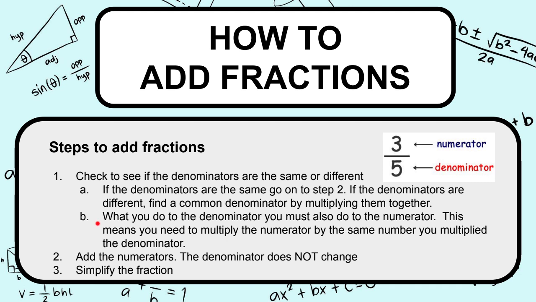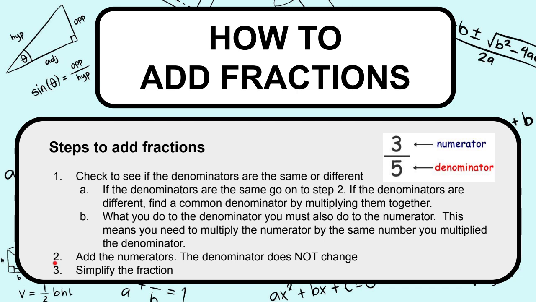Once you do that, what you do to the denominator, you must also do to the numerator. This means you need to multiply the numerator by the same number you multiplied the denominator by. I have 2 examples for you, but you can't just multiply the denominators together and then leave the numerator alone. That completely changes the fraction. Whatever you multiply the denominator by, you have to multiply the numerator by as well.